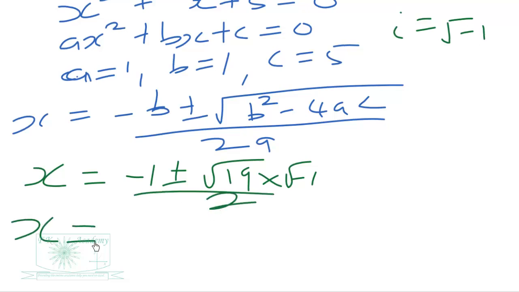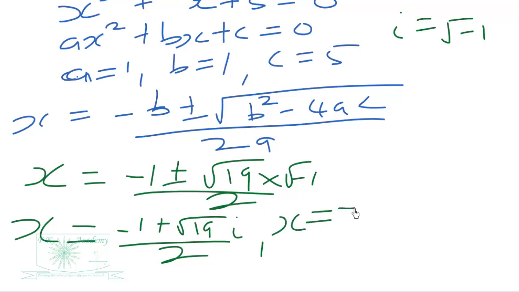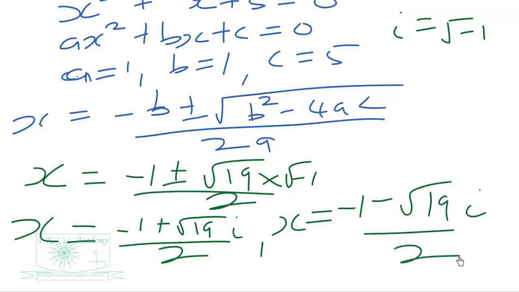So we have x to be equal to negative 1 plus square root of 19 i, over 2, or x is equal to negative 1 minus square root of 19 i, over 2. So the three solutions are x equals 5, x equals negative 1 plus root 19 i over 2, and x equals negative 1 minus root 19 i over 2.